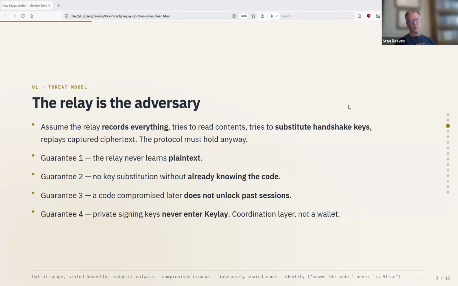First of all, the relay never learns plain text. All the cryptography happens in the browsers of the participants. There's no key substitution without already knowing the code. The code is the thing that sets up the initial channel and handshake. A code that's compromised later does not unlock past sessions. In other words, we have forward privacy. And then finally, private signing keys never enter Keylay at all. So Keylay is a coordination layer. It's not a wallet.